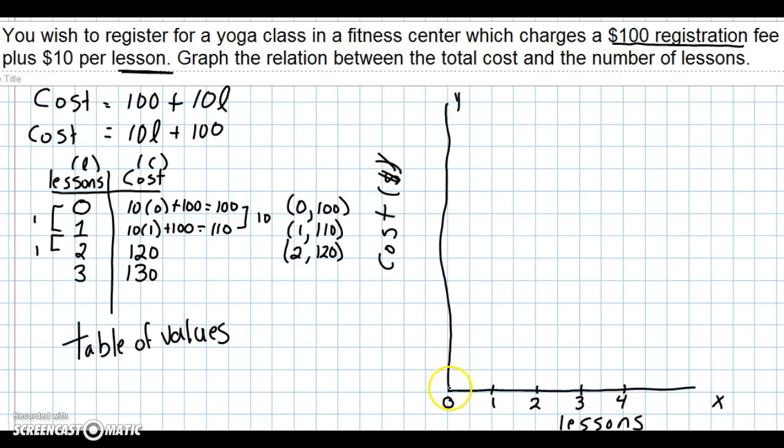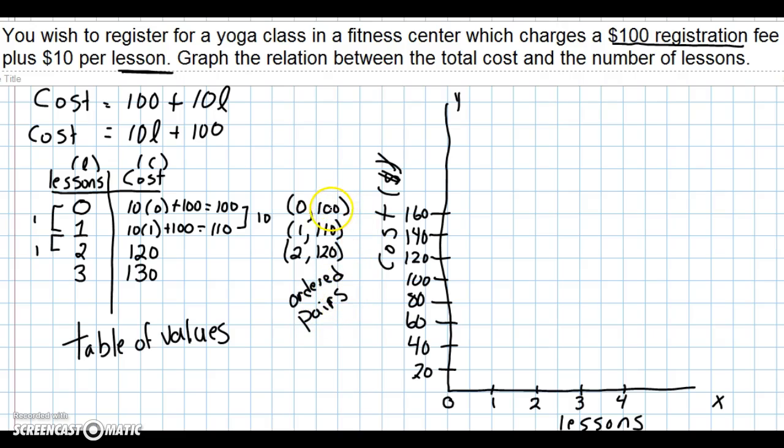So I'm actually going to choose intervals of 20. So this is going to be 20, 40, 60, 80, and so on. It doesn't matter so much what the intervals are. You want to choose one that works well for you. And as we're graphing this, we can use our ordered pairs in order to create the graph.